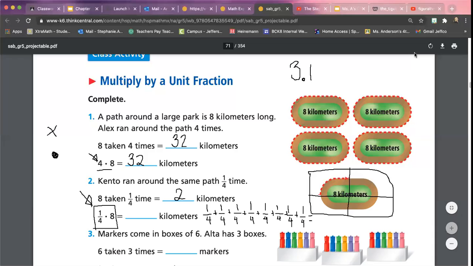4 and 4. Okay. Oh, so 4/4 you mean? Because look, we know 4/4 is a whole, right? Right here, 4/4, 1 kilometer. Right here, another 4/4, 2 kilometers.